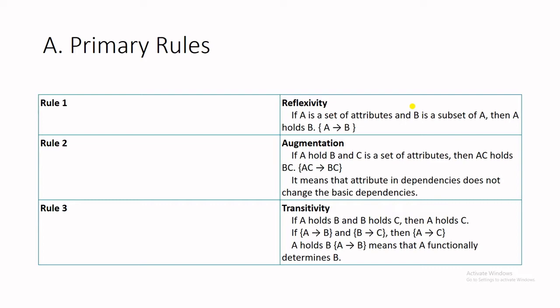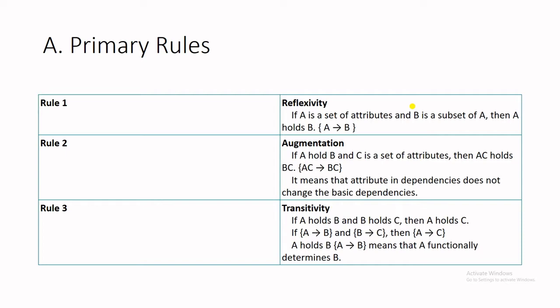Next is augmentation. When we have two attributes A and B in which B is functionally dependent on A, and if we add attribute C to both sides, with A and with B, then the functional dependency AC → BC holds, which means that adding attributes does not change the basic dependency.